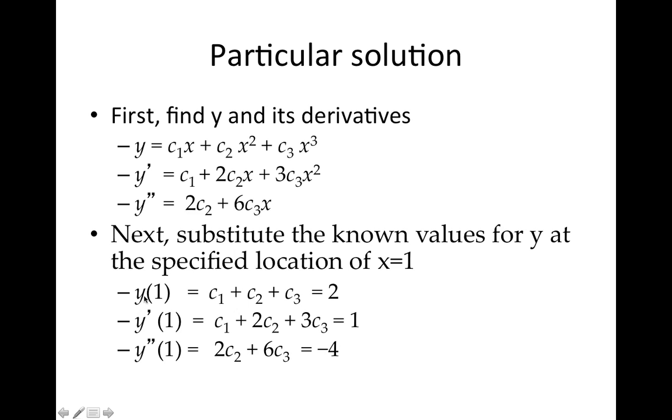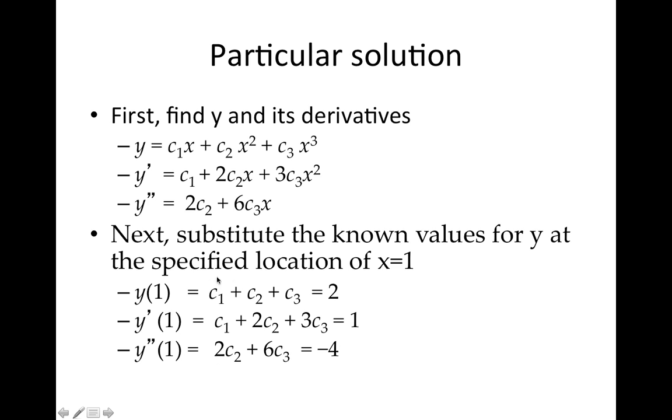And we know that the value of y at x equal 1 is 2. So we substitute a 2 for y, and we substitute a 1 for x. For the first derivative, we substitute a 1 for y prime, and we substitute a 1 for x. And for the second derivative, we substitute a minus 4 for y double prime, and a 1 for x. So for each derivative term where we had an initial condition, we're substituting the point x equals 1, and then we're substituting the value of y, y prime, and y double prime respectively.